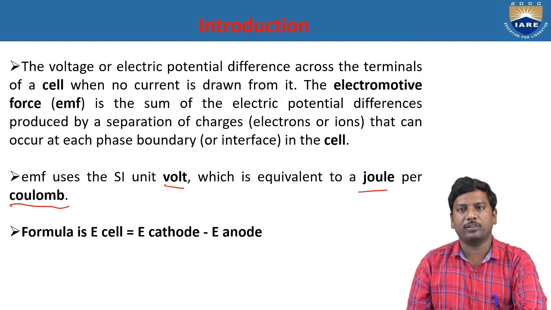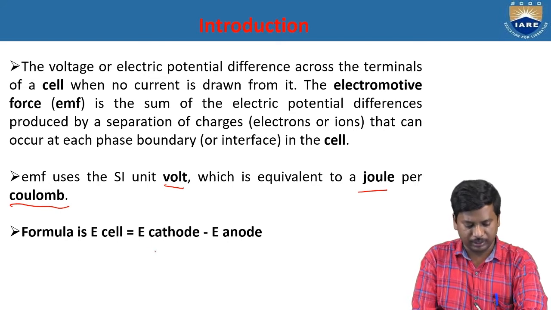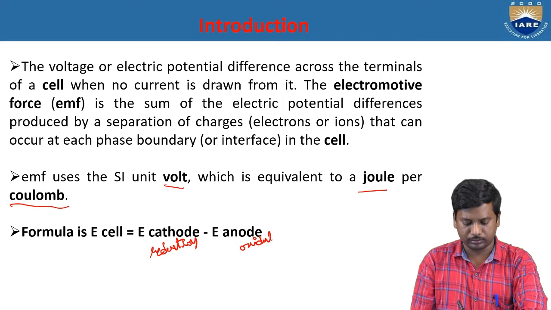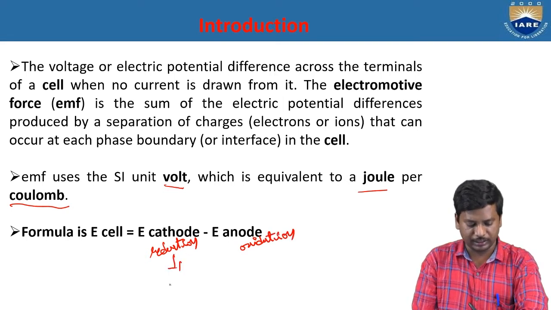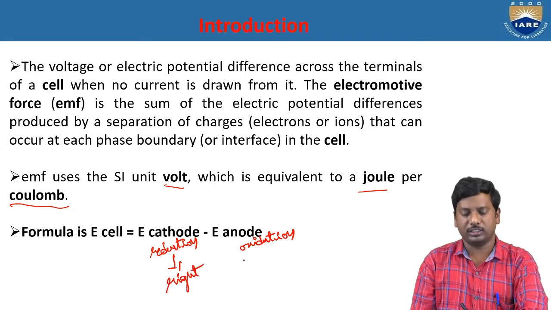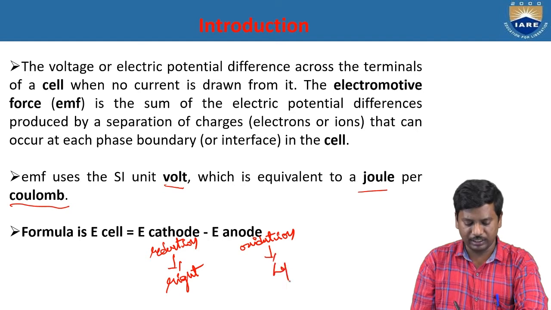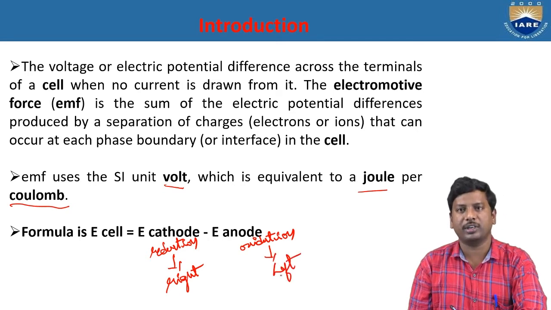And what is the formula for EMF of a cell? That is E cell equals E cathode minus E anode. That means the potential of the cell is equal to the potential arising at the cathode by the reduction reaction, minus the potential at the anode by the oxidation reaction. Always, the reduction reaction takes place at the right side, and the oxidation reaction takes place at the left side of the cell as per electrochemistry principles.